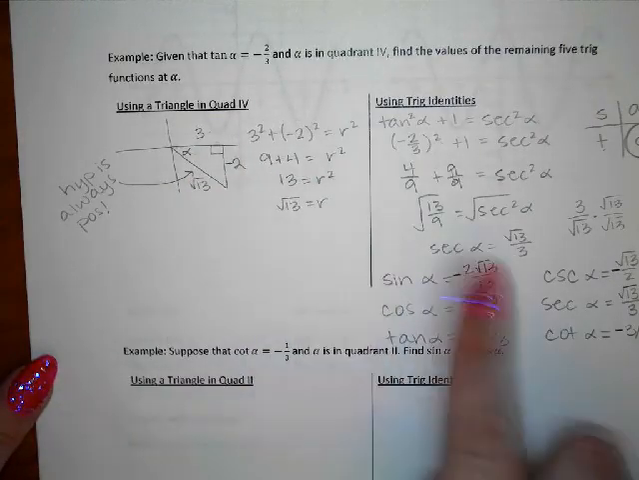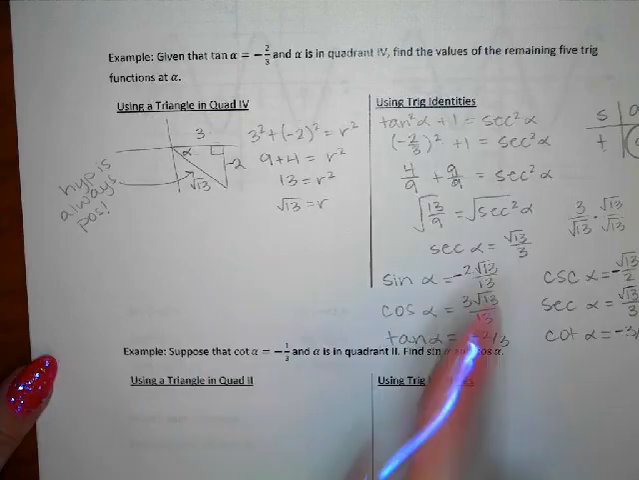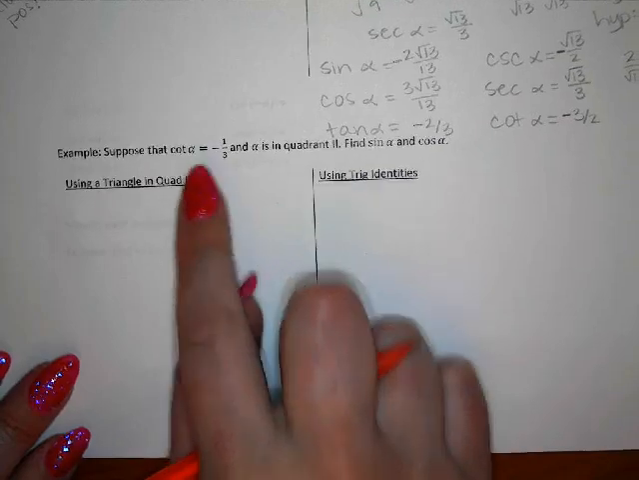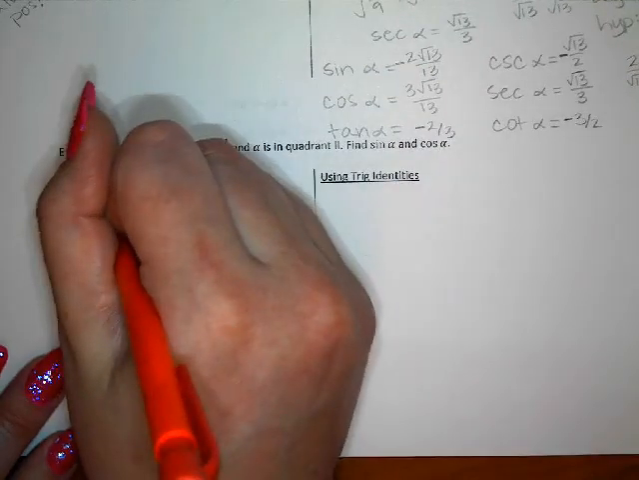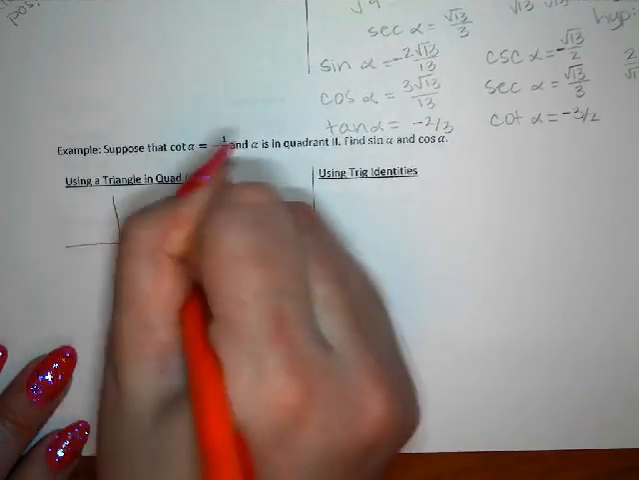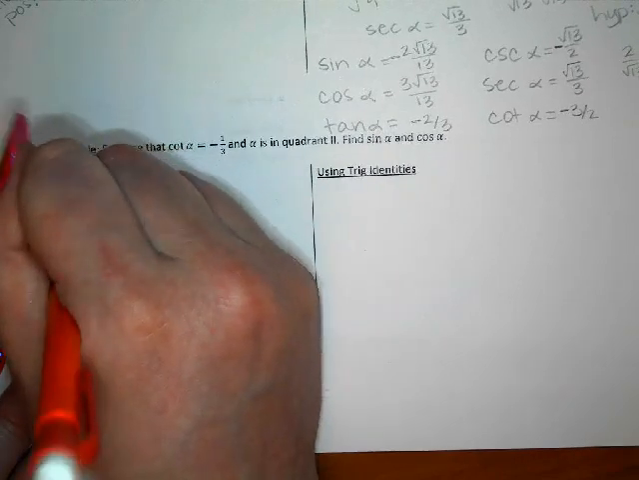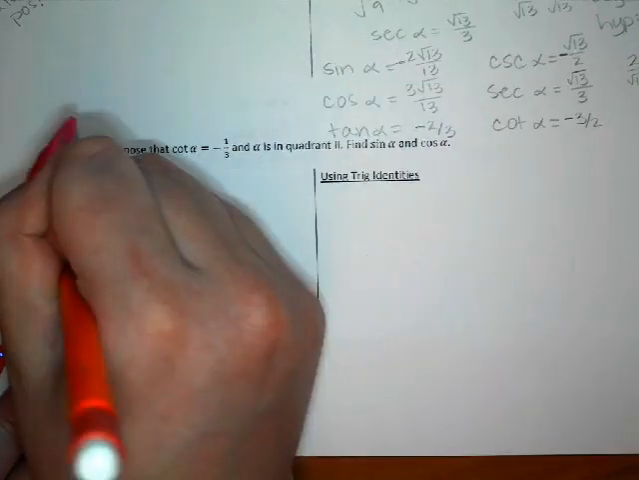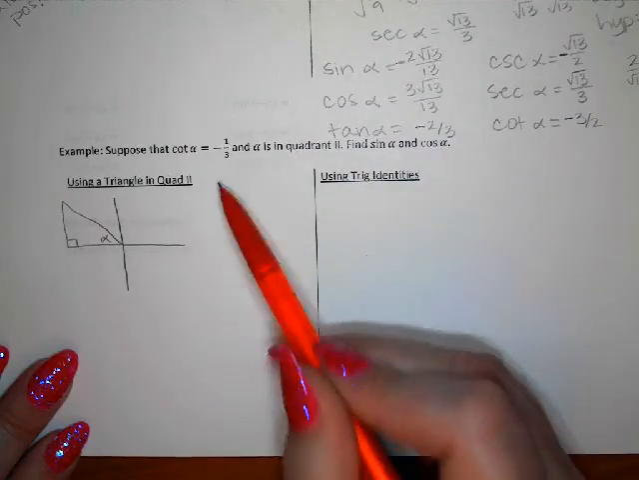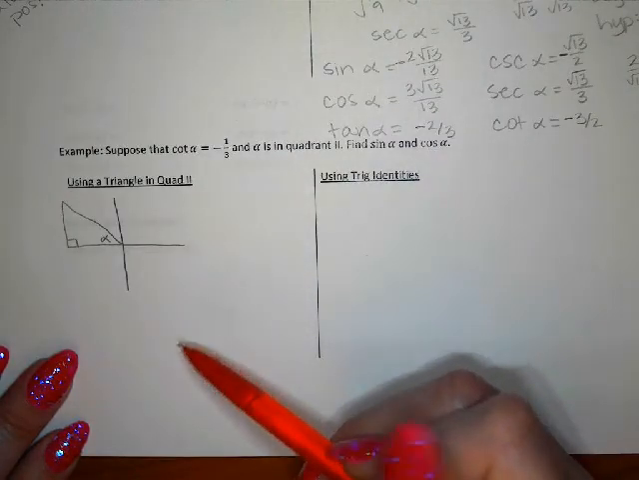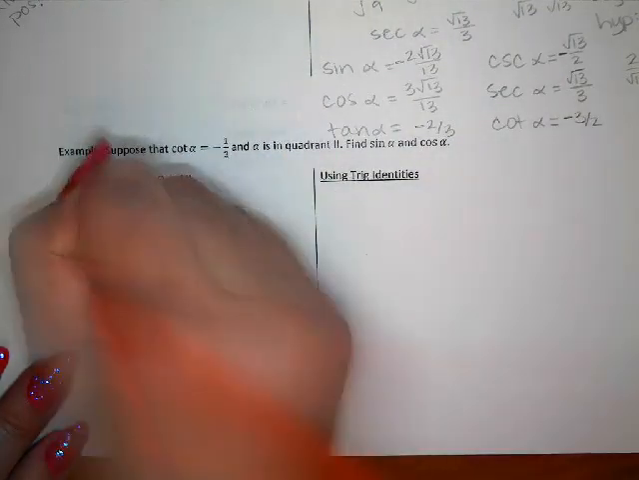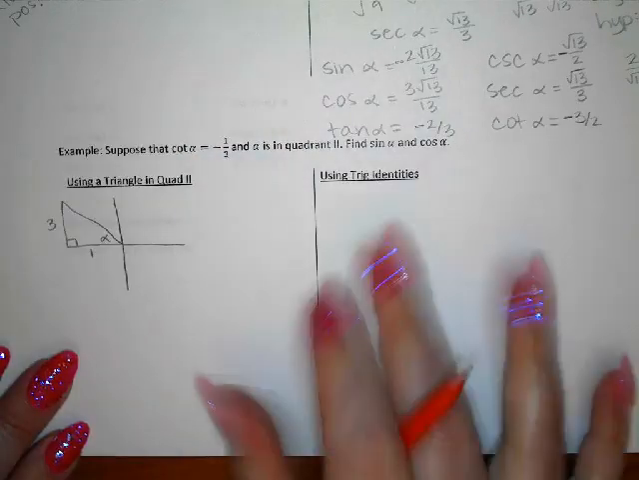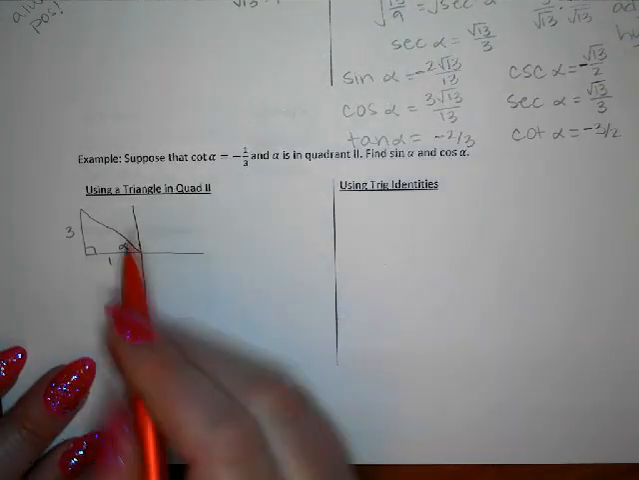Okay, let's try another one. So this one says cotangent of alpha is in quadrant 2, and cotangent is negative. So quadrant 2, there's my alpha. Tangent is opposite over adjacent. So cotangent is adjacent over opposite. So adjacent over opposite, and one of those has to be negative. So this side goes left, this side goes up. And so the left side is the negative side.